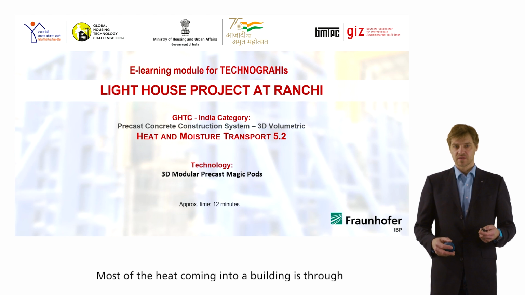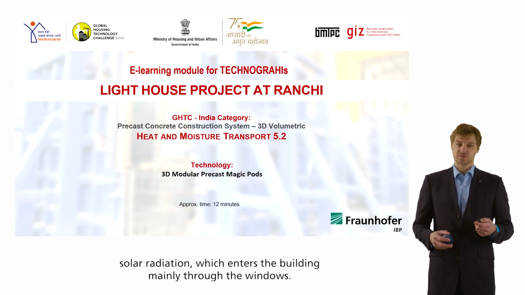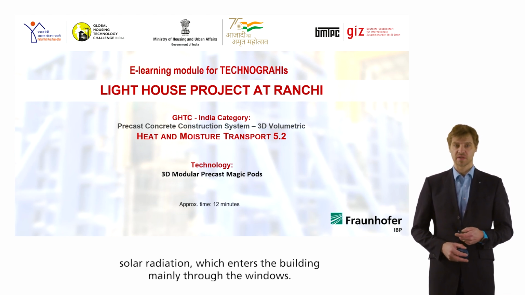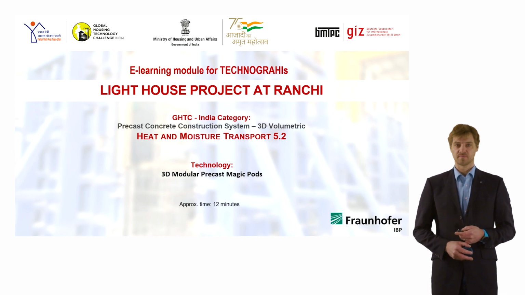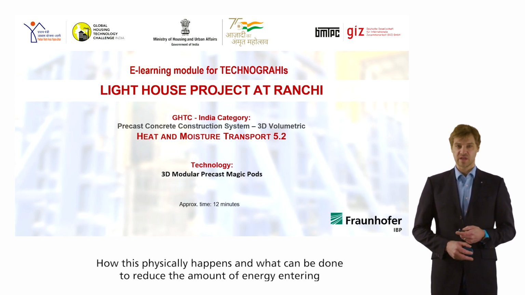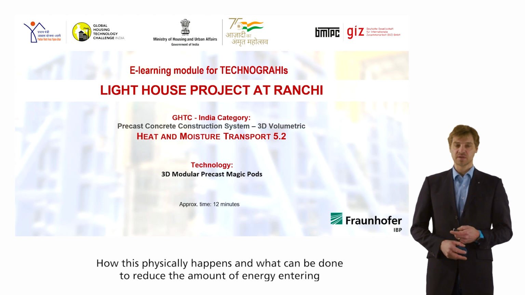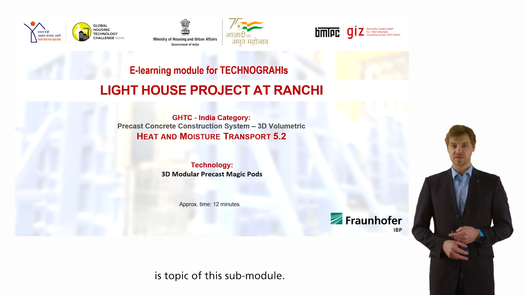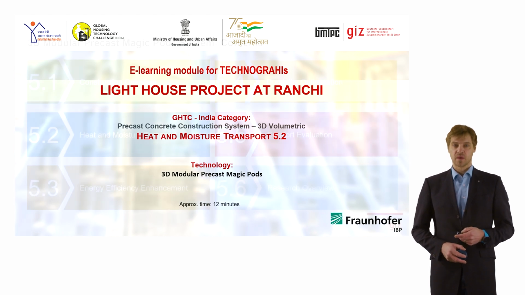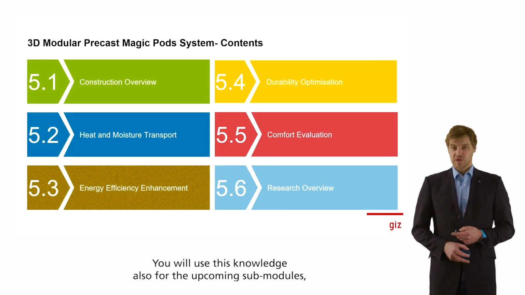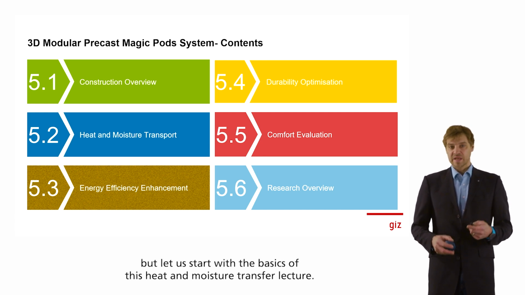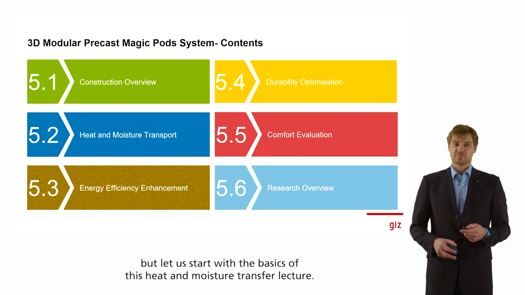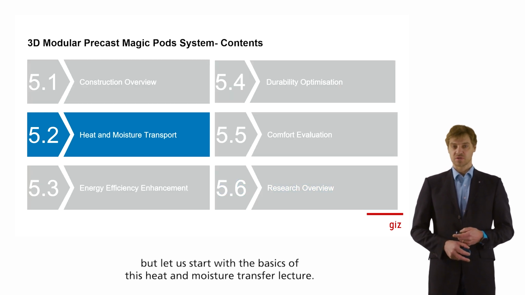Most of the heat coming into our buildings is through solar radiation, which enters the building mainly through the windows. How this physically happens and what can be done to reduce that amount of energy entering is the topic of this submodule. You will use the knowledge also for the upcoming submodules. But let's start with the basics in this heat and moisture transfer lecture.